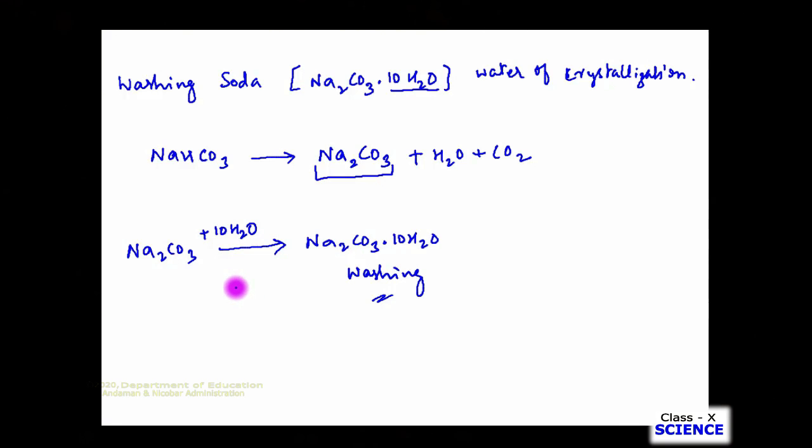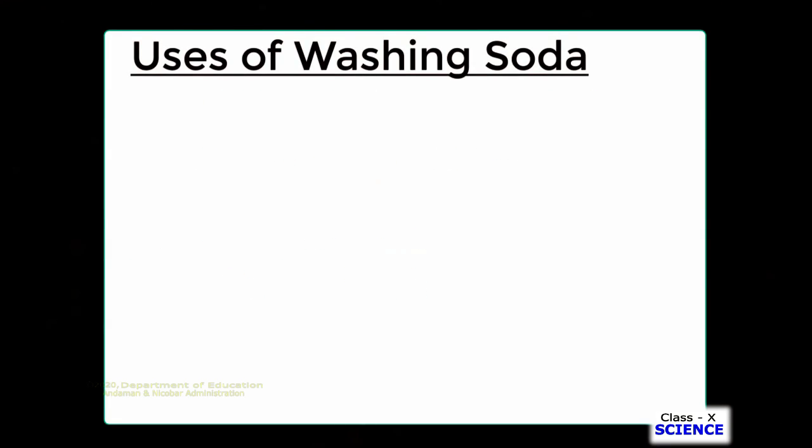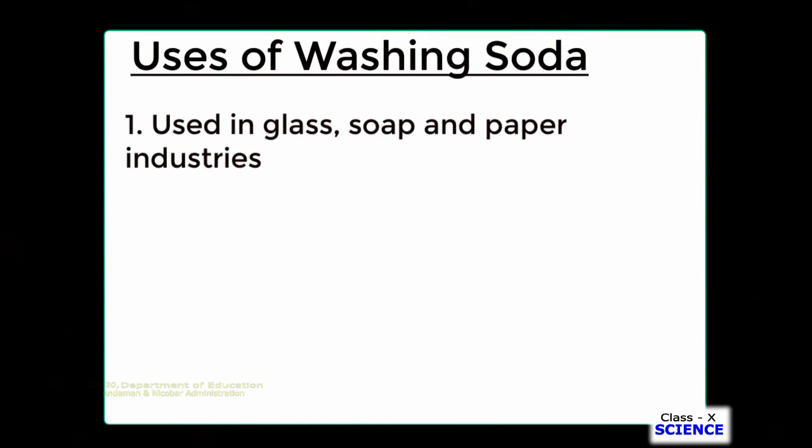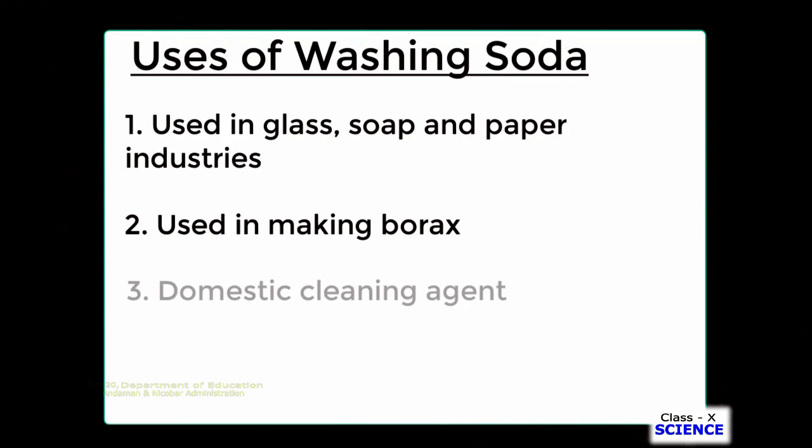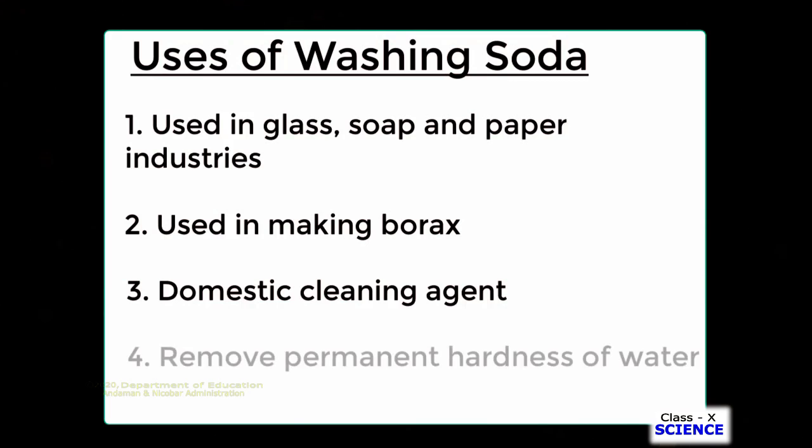Now let us see the uses. Sodium carbonate, that is washing soda, is used in glass, soap and paper industries. Secondly, washing soda is used in the manufacture of sodium compounds such as borax. Sodium carbonate can be used as a cleaning agent for domestic purposes. It is used for removing permanent hardness of water.